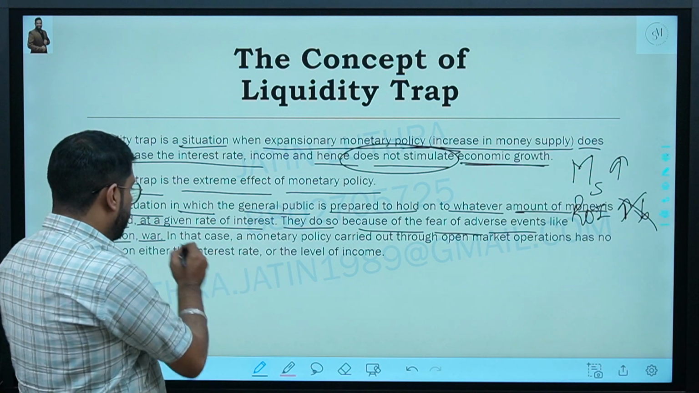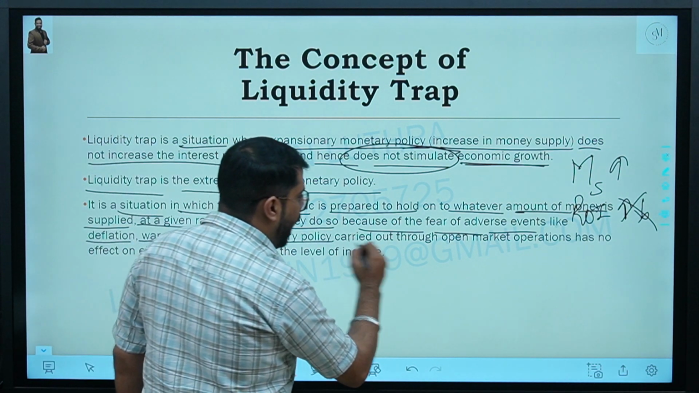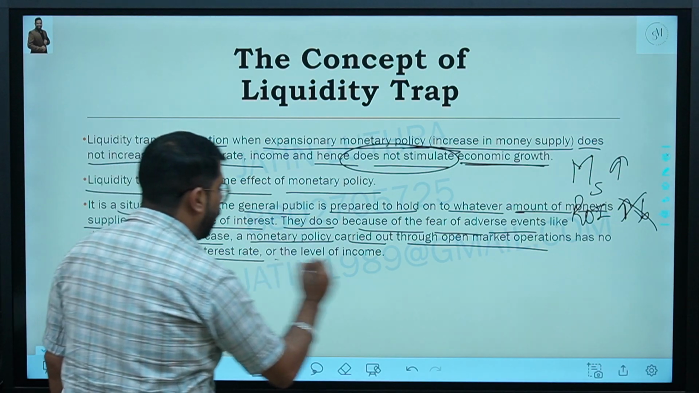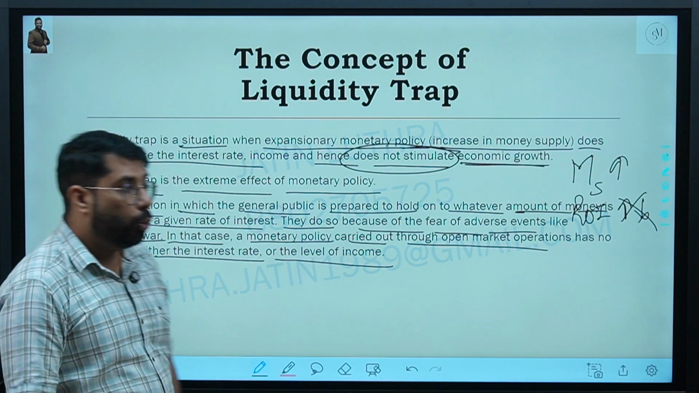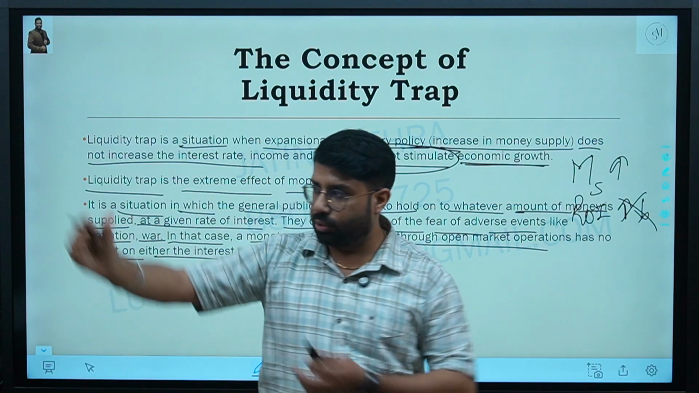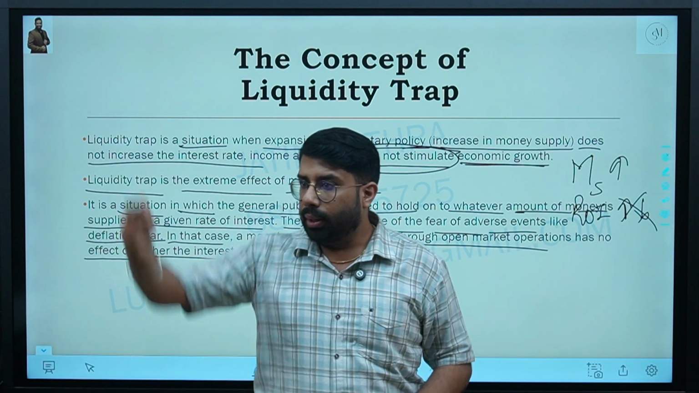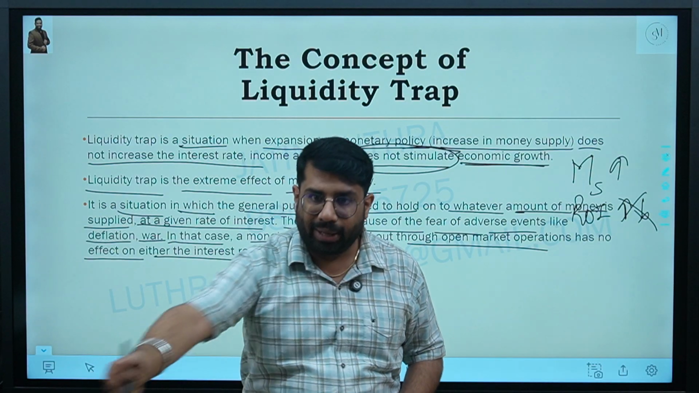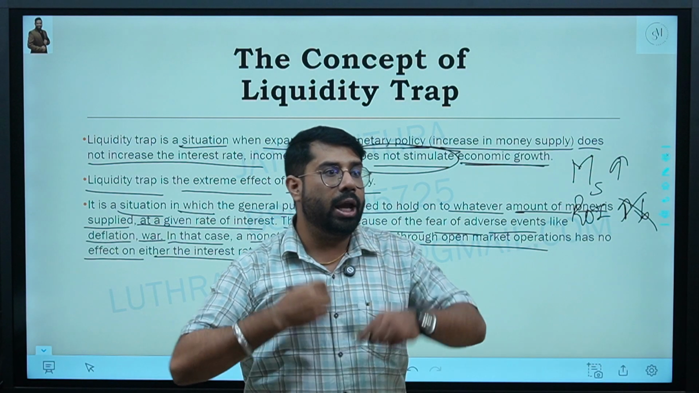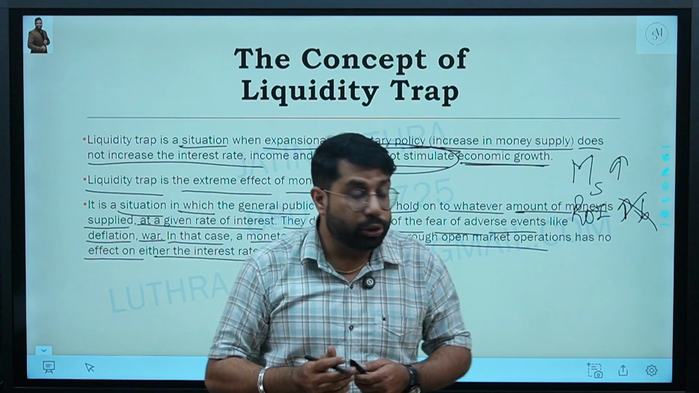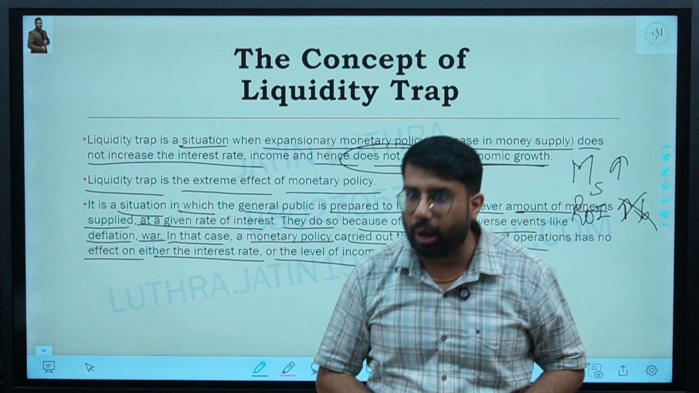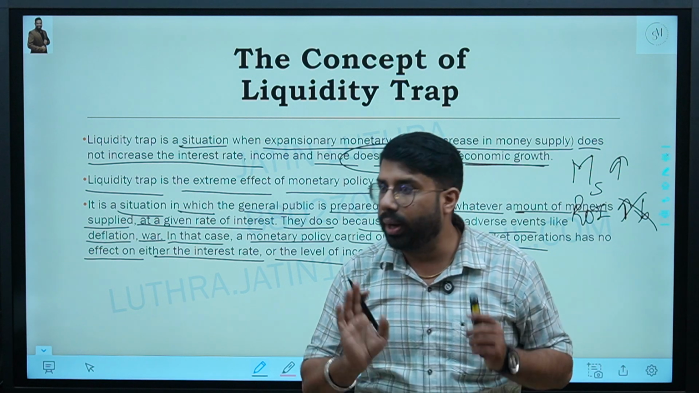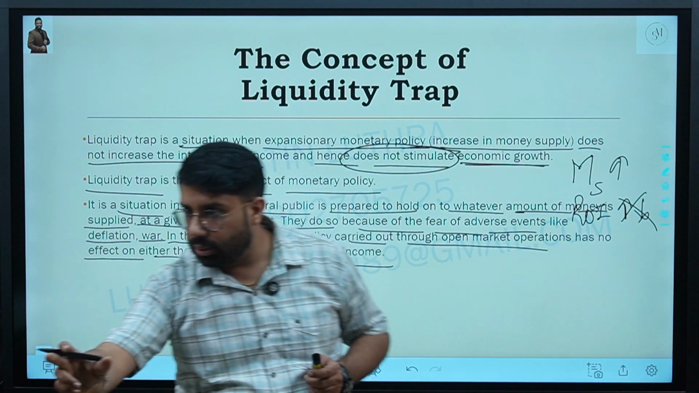Just because it is my anticipation that the market might not behave in a good way, in that case, what is happening? A monetary policy carried out through open market operations has no effect on either the interest rate or the level of income. When the supply of money which was flowing is all of a sudden cut off, whatever money we have in the pool, we will not be able to generate good returns from it, which would attract people to invest more and more money. Are you trying to understand? Yes or no? Do you understand this part? Yes?